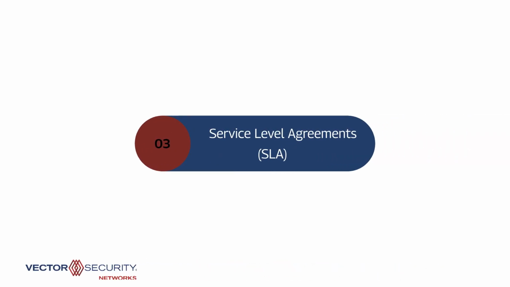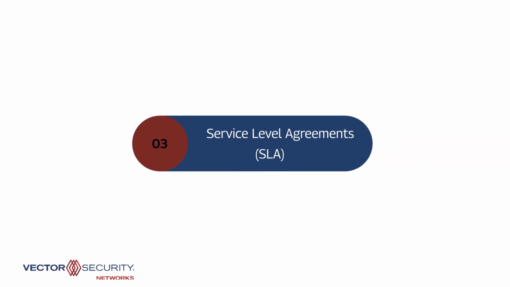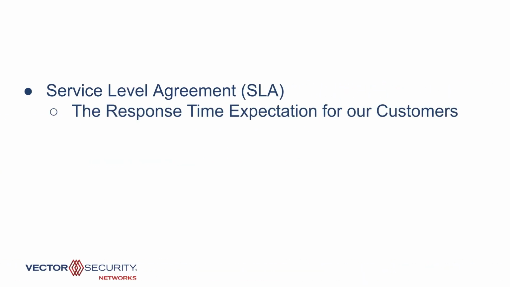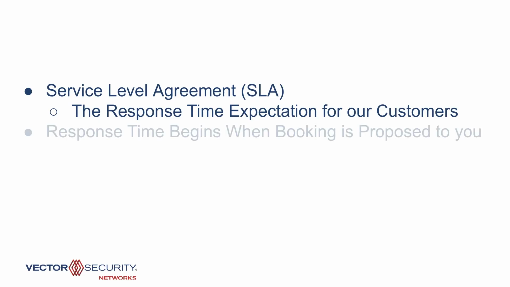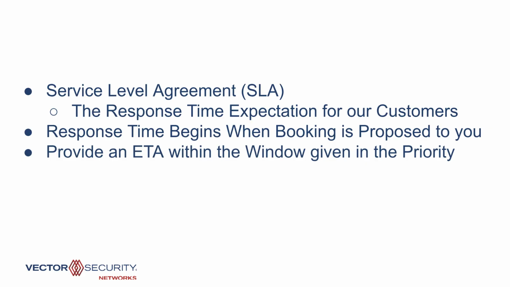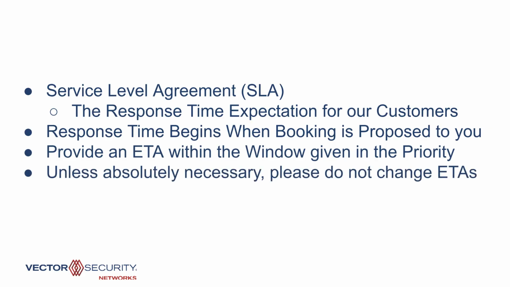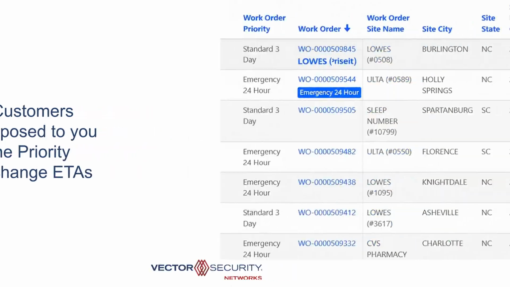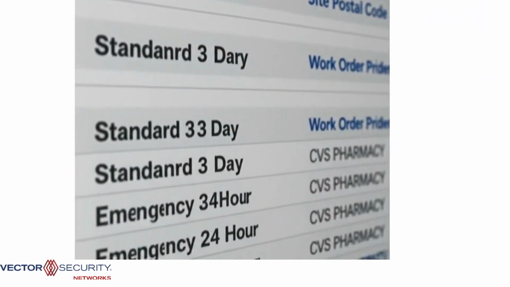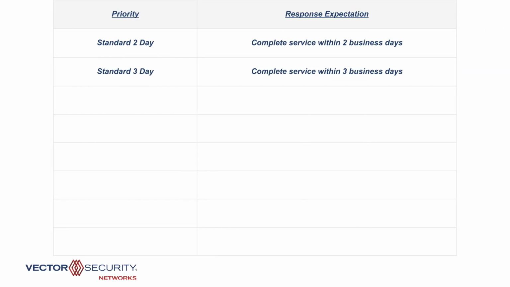Our SLA, or Service Level Agreement, is the time defined in our customer service agreements that sets how quickly we need to be on site. The clock starts when you receive the proposed booking, and you have to provide an ETA within that window and stick to it. We recently updated our work order priorities to quickly and easily display that to you when the job is assigned. Standard jobs can be 2 or 3 day response times, which will swap to standard return if the job is going to take multiple trips.